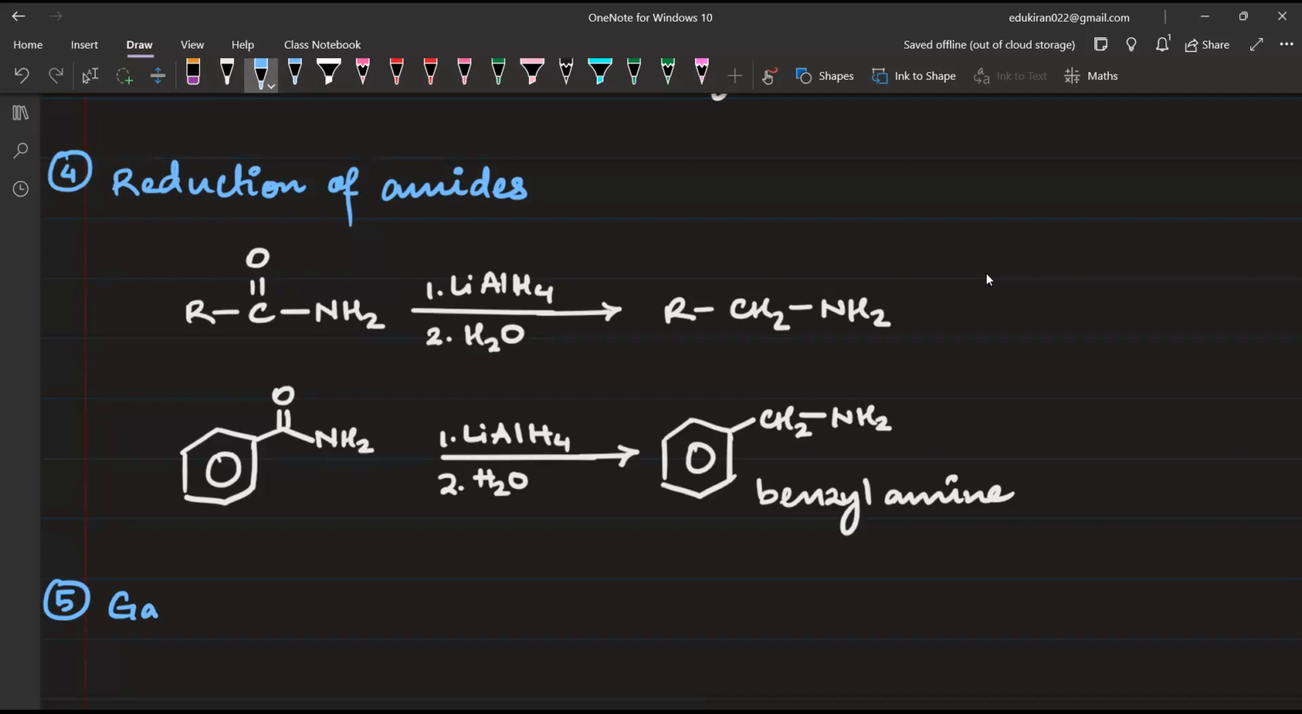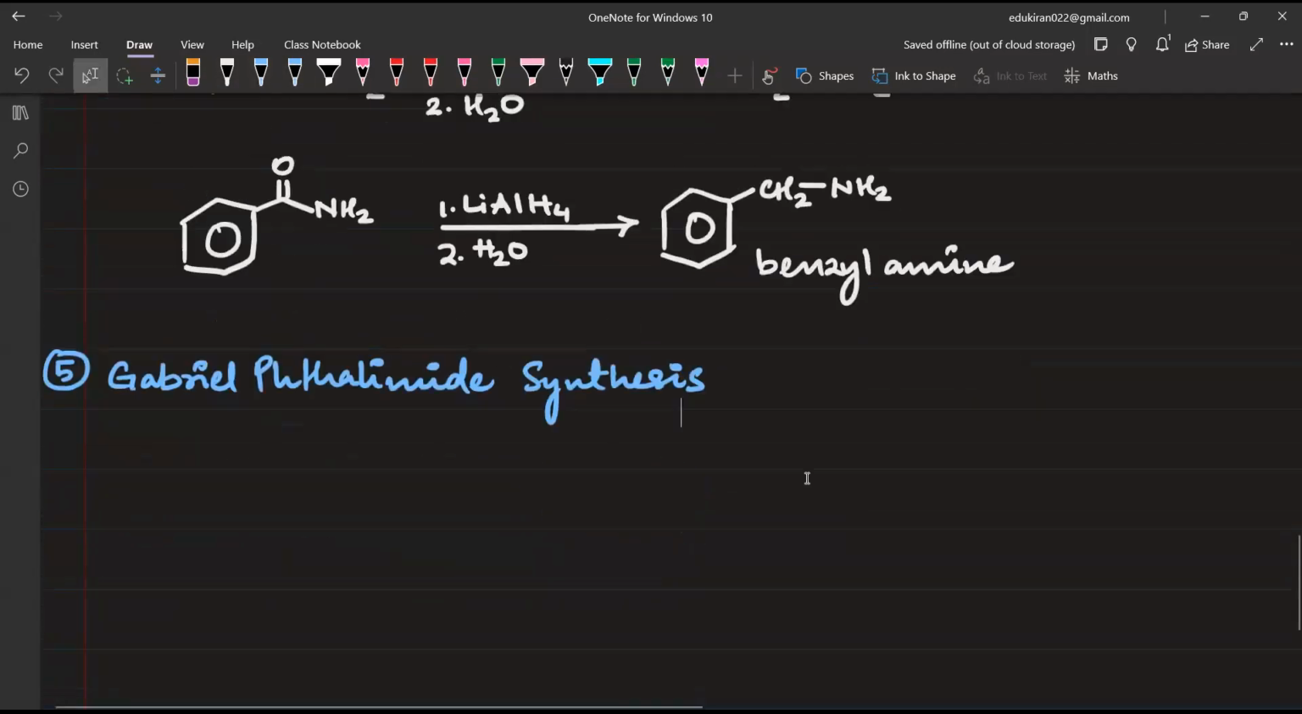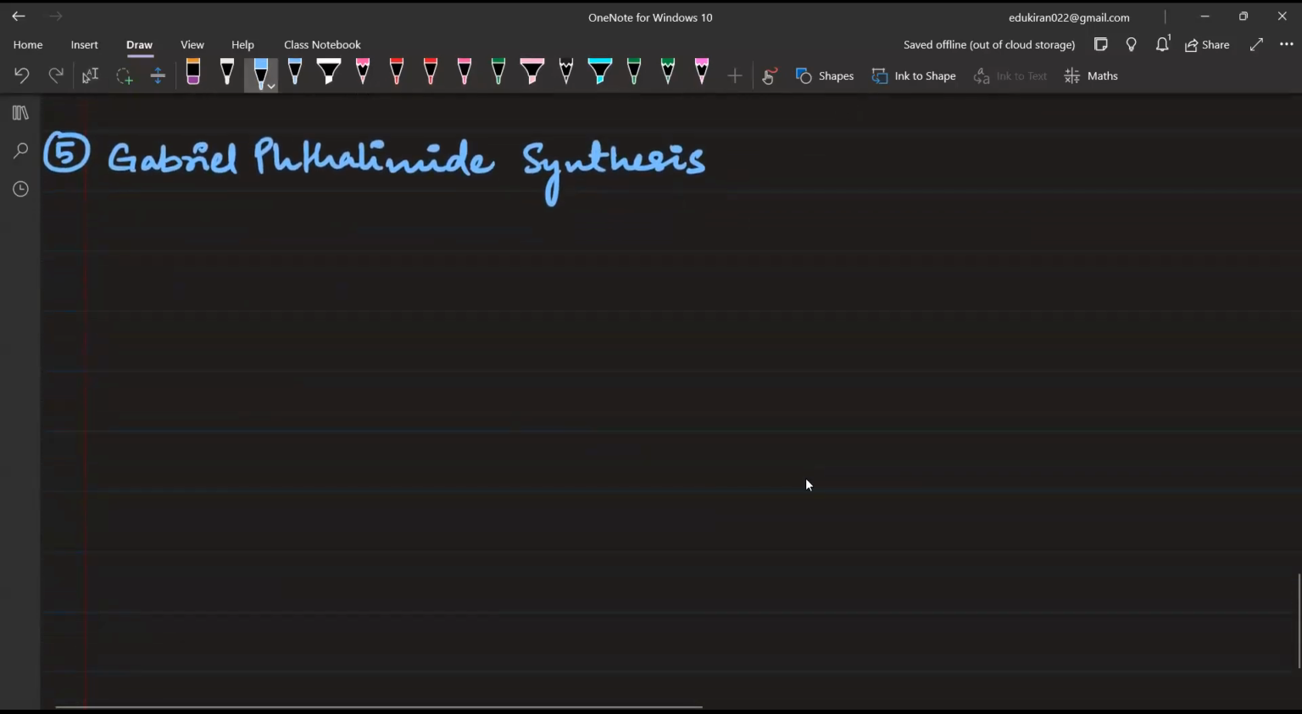Fifth, write Gabriel phthalimide synthesis. Gabriel phthalimide synthesis. Now, see here, guys. In Gabriel phthalimide synthesis, we start with phthalimide. What is phthalimide? Benzene ring.